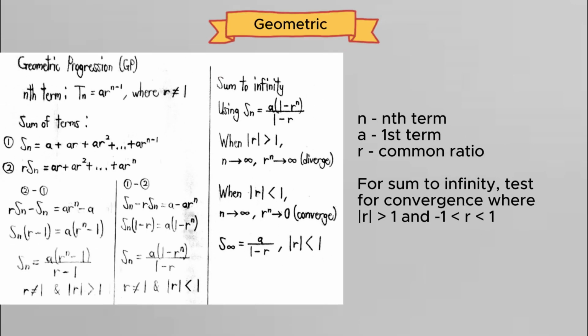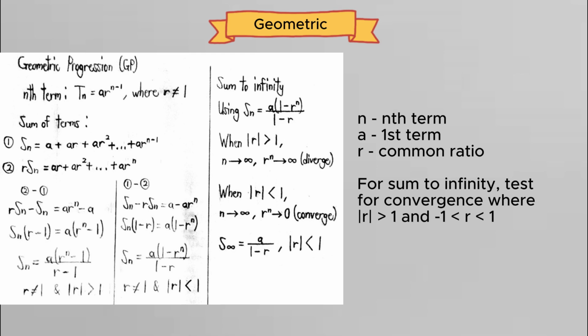Now let's look at geometric. Okay, so for geometric, this progression occurs when one term is multiplied to get the next term, and then if you take two consecutive terms next to each other and divide them, you get the common ratio.